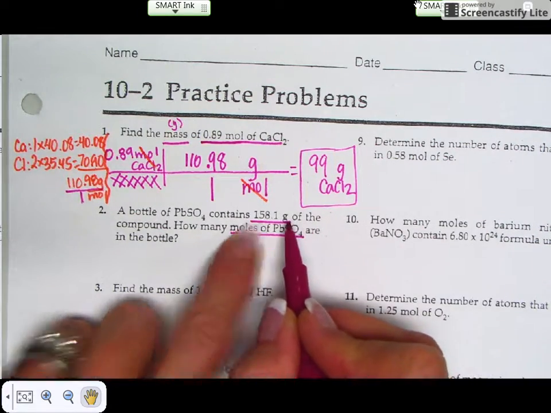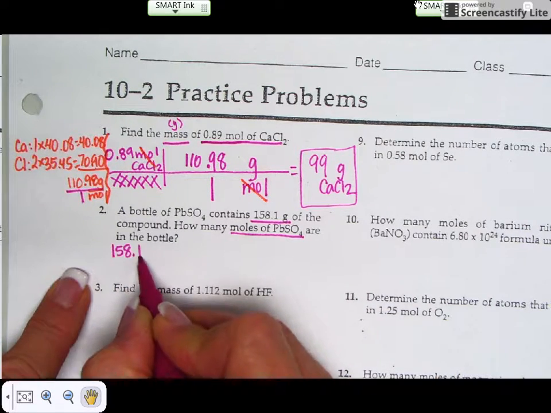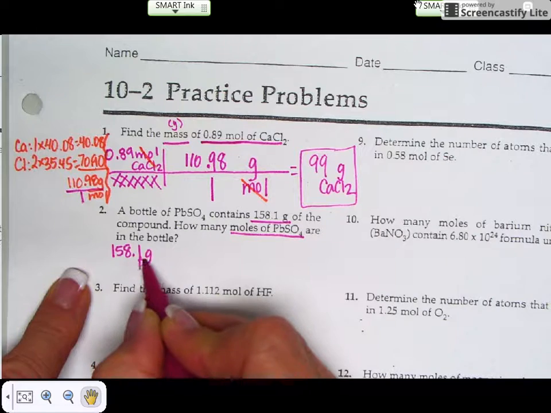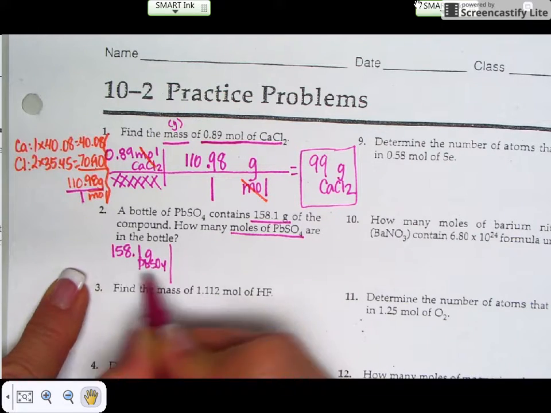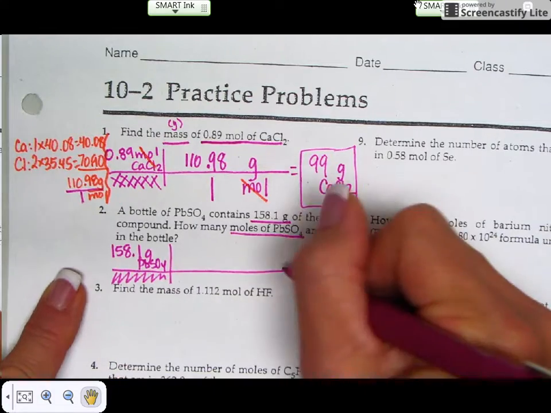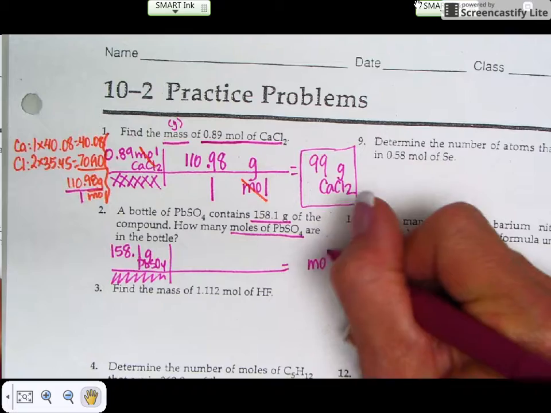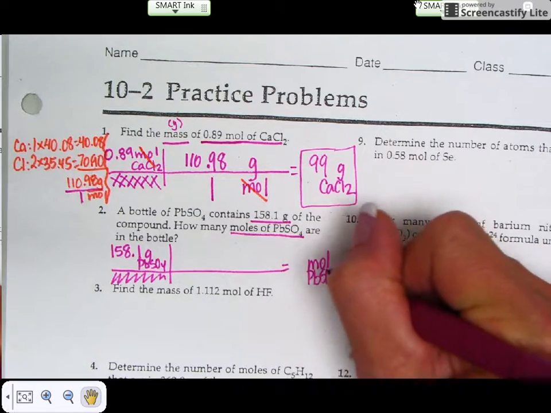So as we did before, we're going to always start with your given, 158.1 grams of PbSO4. Do the T-chart. And I'm going to come over here, and we're trying to go to moles. So we're going to put moles of PbSO4 over here.